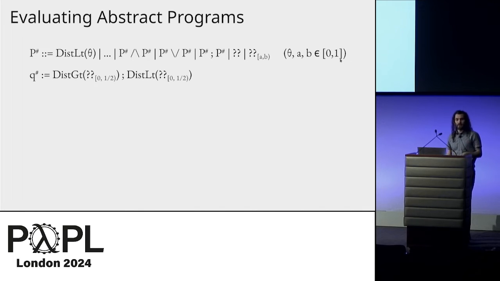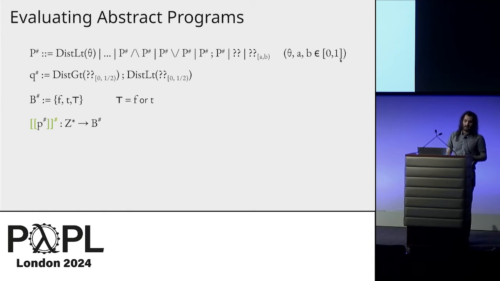And for concreteness, we'll consider Q sharp, sharp as in it's an abstract program rather than a concrete one. Where before the semantics of programs were Booleans, now the semantics are going to be abstract Booleans: false, true, or top, where top represents sort of non-deterministically false or true. So now the semantics, rather than returning Booleans, is going to return abstract Booleans.